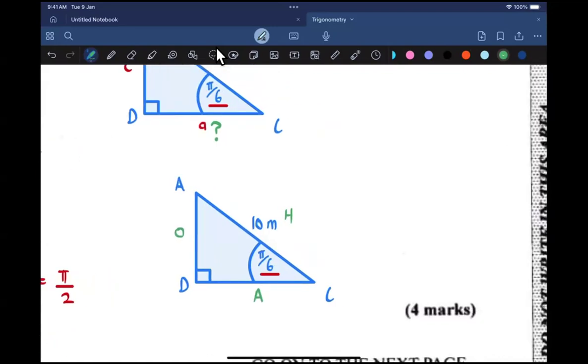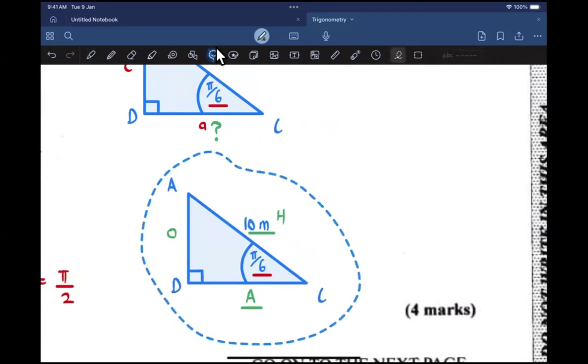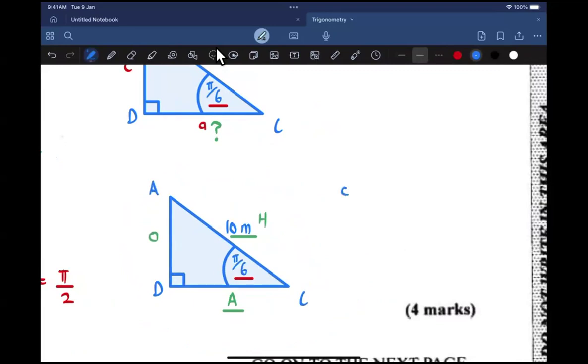To figure out which one we're going to use, we underline what we have and what we're trying to find. So which trig ratio has A and H in it? Cos. Now I'm going to say cos theta is A over H. Now I could substitute: cos pi over 6 is equal to A over 10. Kira, I want to find A. So what would I have to do?